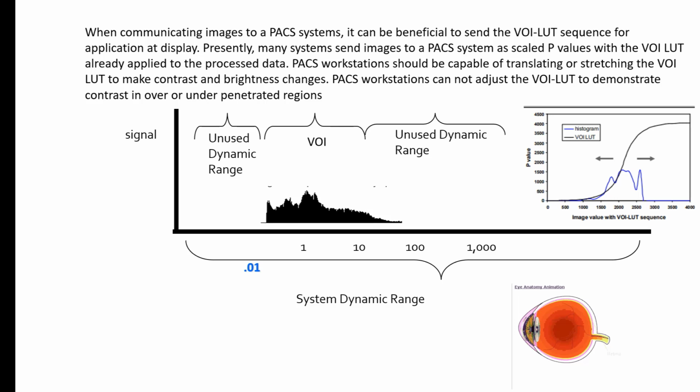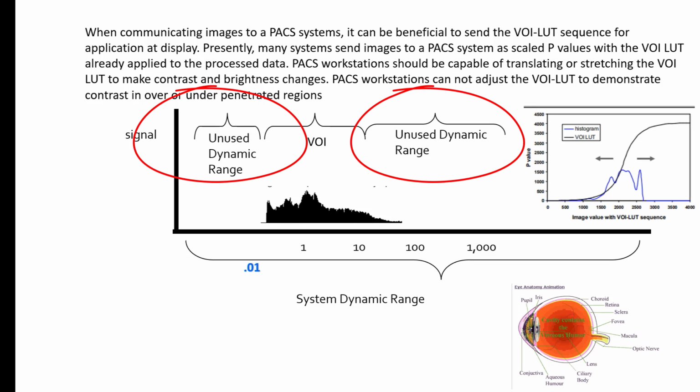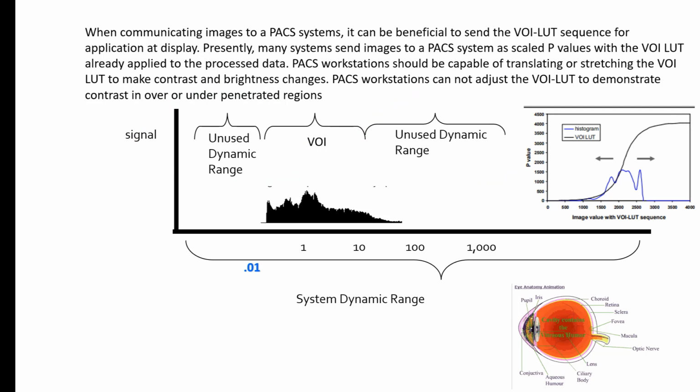Now, let's get back to what we're looking at here. When we're communicating images to the PACS, it can be beneficial to send the values of interest and lookup table sequence for application at the display. What are we sending to be displayed? Well, we can see here that we have the exposure data that we've collected, and there's some data that is unused in one portion of the range. To the left would be the underexposed, the white, and to the right would be the black or overexposed. And in those, what we're looking for is a range or a value of interest for the exposure data recognized.